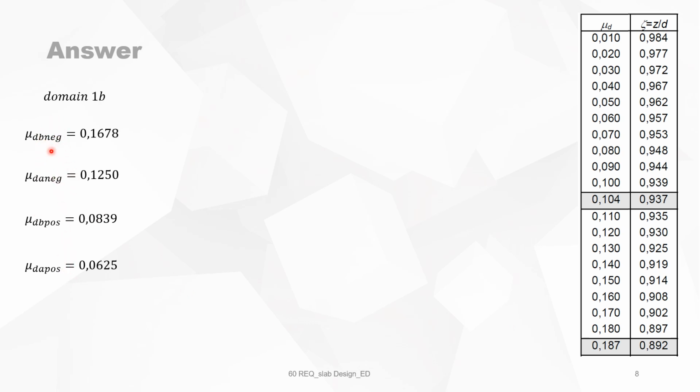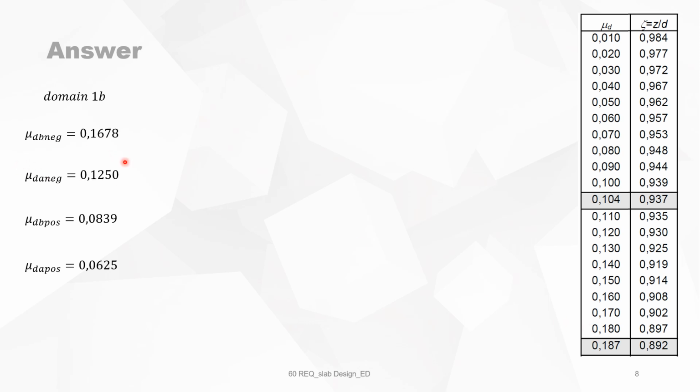In domain 1B, we see it immediately when you have the ease of use of the tables. You know directly where you are in mu d for B negative is 0.1678. So it's somewhere here, and all other values are smaller. So from there to there, this is domain 1B. The first part is the domain where only the parabola relationship is used. And this is the section where the rectangular relationship is used.